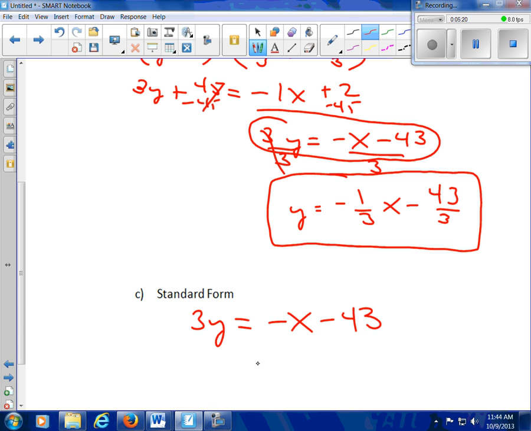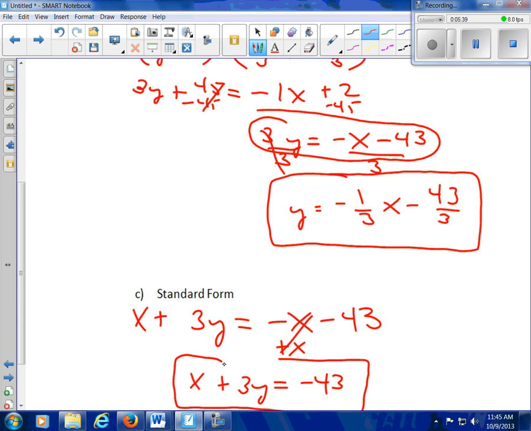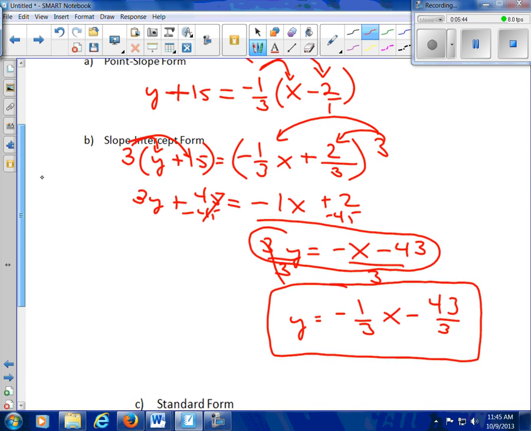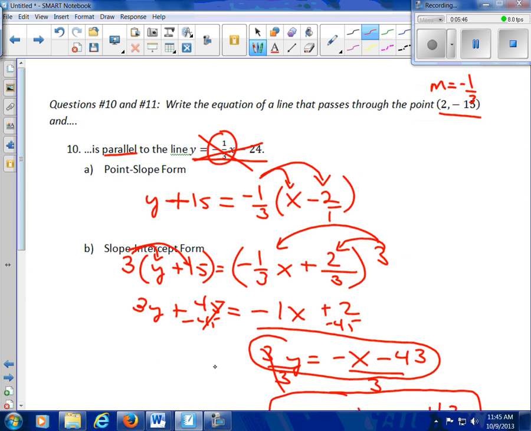Now let's get it into ax plus by form. I'm going to add x to each side. That's going to leave me with x plus 3y equals negative 43. So I have my x and y terms on the left-hand side and a number with no x or y on the right-hand side. And that is my equation in standard form. I know it was a little bit of work with the fractions, but you're definitely going to see fractions on the test. So I hope that really helped.